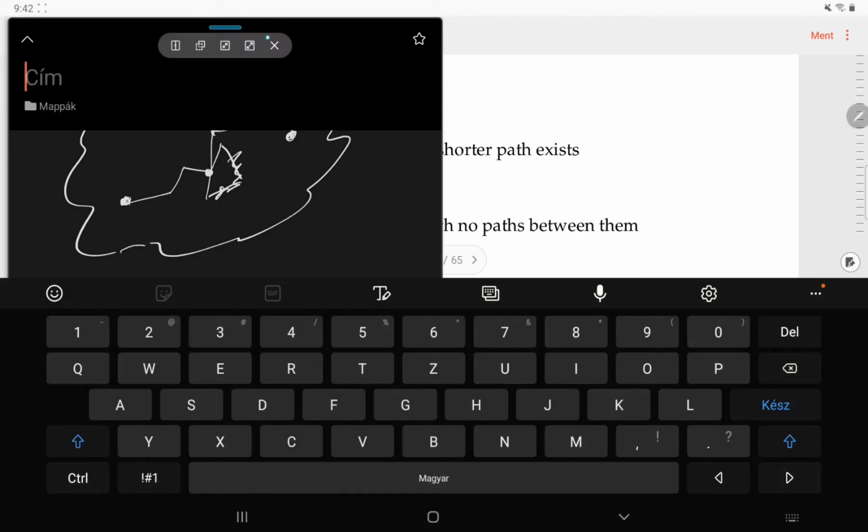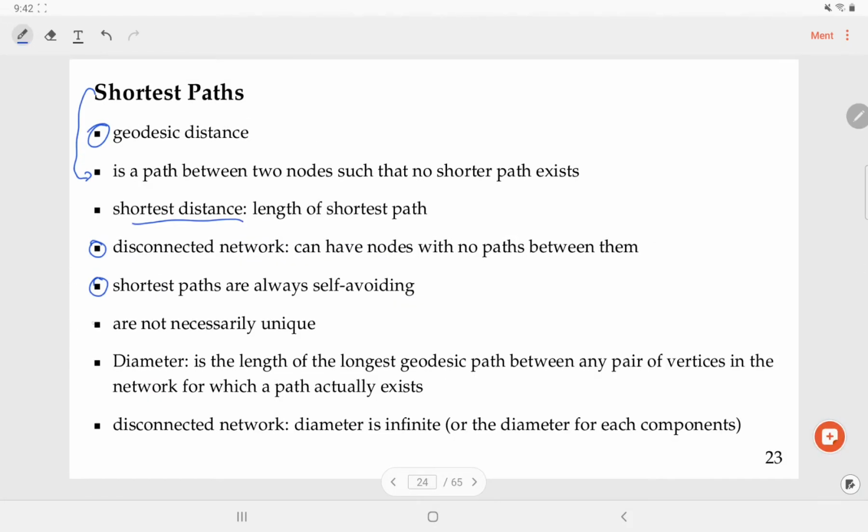Then the next thing is that it's not necessarily unique. So there could be multiple shortest paths between two nodes. And from the shortest path, there is again a definition which is a global measure. It assigns one integer number, or natural number, to the graph, which is the diameter. And the diameter is the length of the longest geodesic path. So the longest shortest path, basically.